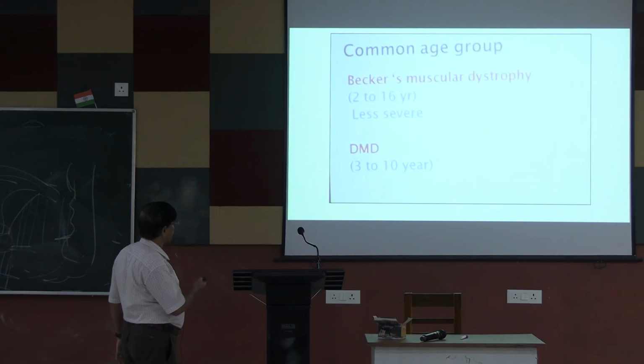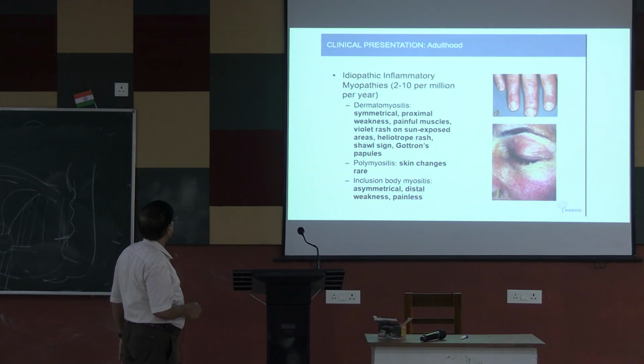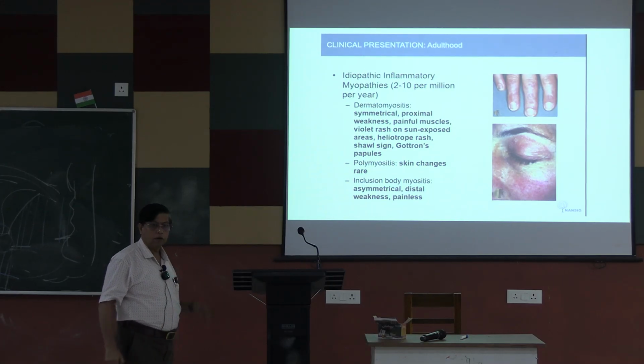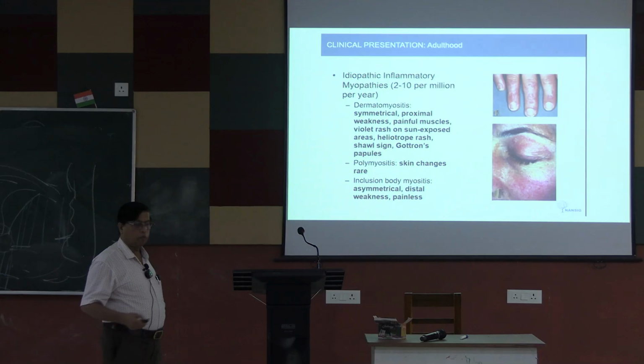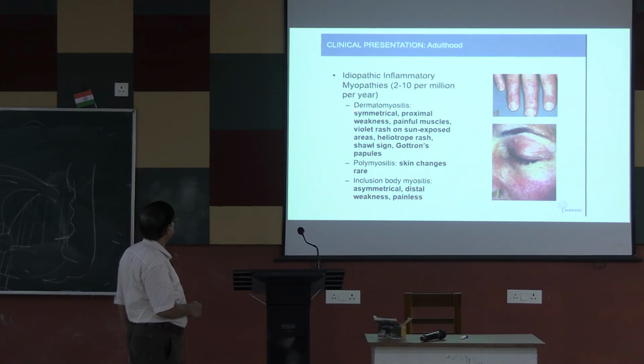Now, common age group: Becker's muscular dystrophy is 2 to 16 years, and Duchenne muscular dystrophy age is 3 through 10 years. Clinical presentations: the myopathies I have described are the congenital myopathies, but the common myopathies you see are mostly inflammatory myopathies. These are found in collagen vascular disease. These are inflammatory myopathies, called dermatomyositis when the skin is affected, and polymyositis when the skin is not affected.